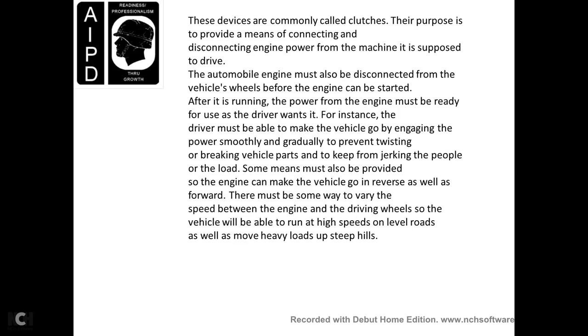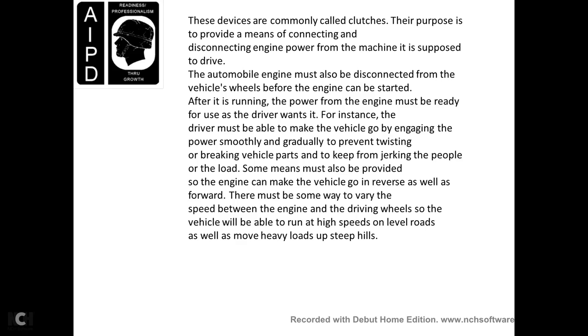The purpose of a clutch is to provide the means for connecting and disconnecting engine power from the machine it is supposed to drive. The automobile engine must also be disconnected from the vehicle wheels before the engine can be started. After it's running, the power of the engine must be ready for the use the driver wants. For instance, the driver must be able to make the vehicle go by engaging the power smoothly and gradually to prevent twisting or breaking the vehicle parts and to keep from jerking the people or load.